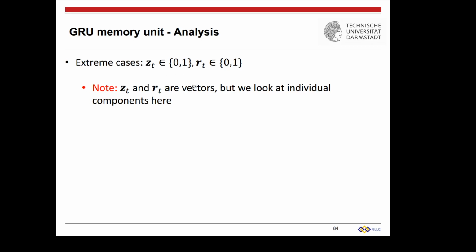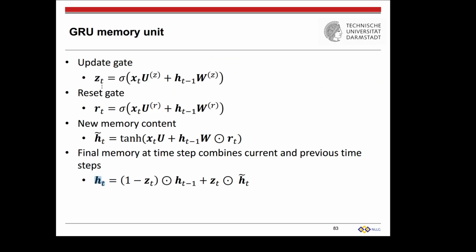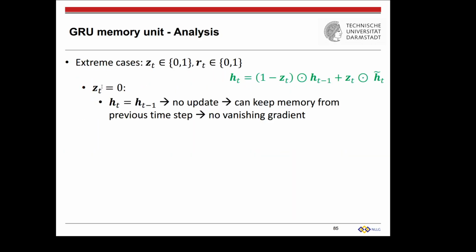So actually these gates can output everything between 0 and 1, and they are soft gates, so to speak, but we look at the hard extreme cases, at the extreme cases 0 and 1 exactly. So let's look at what's happening. If z_t, this is our update gate, takes the value 0, then what happens?